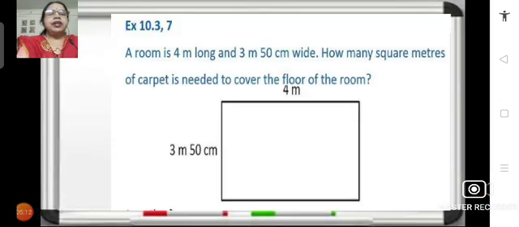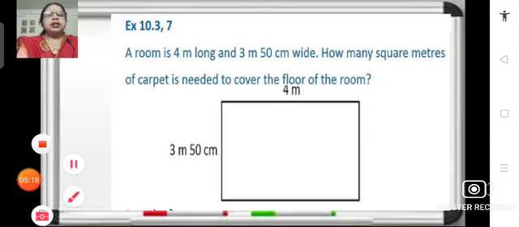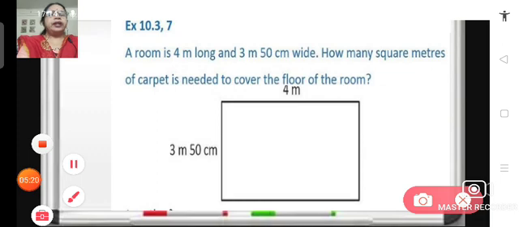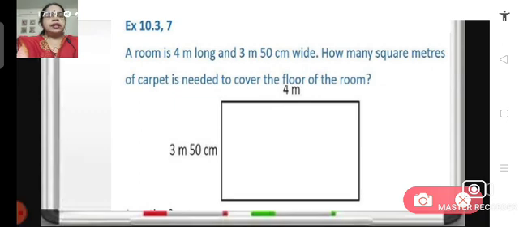Problem number 7, exercise 10.3. A room is 4 meter long and 3 meter 50 centimeters wide. How many square meters of carpet is needed to cover the floor of the room? So, this is a rectangular room and the floor measures 4 meters in length and 3 meters 50 centimeters in breadth. So, how many square meters of carpet is needed?